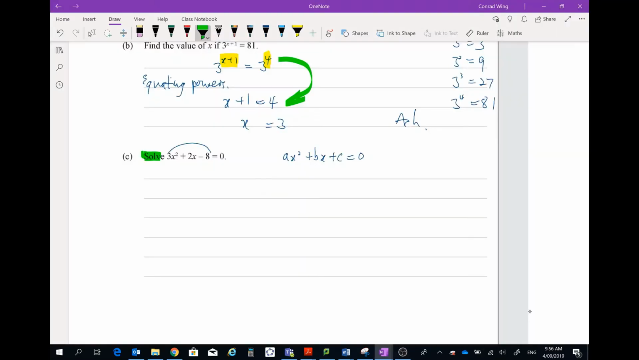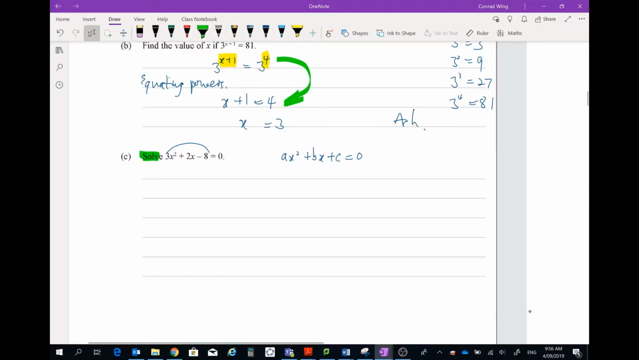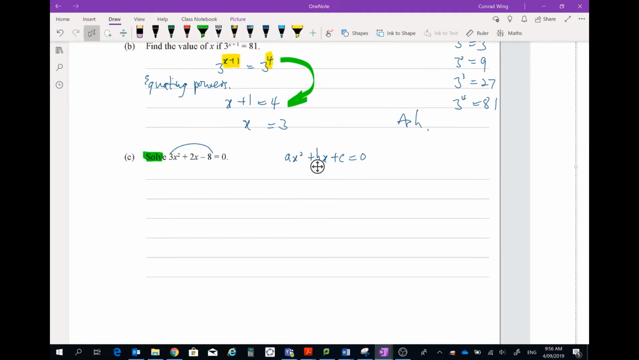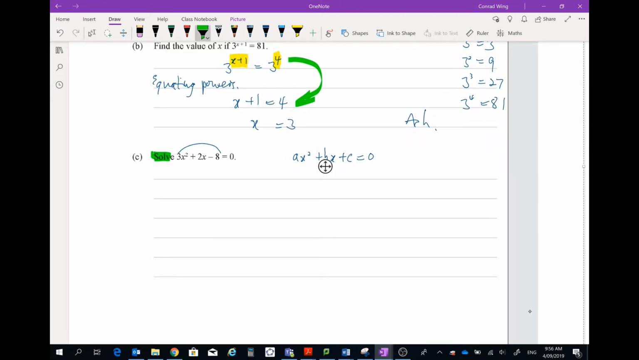Alright. So in this question it says solve. So you have to work out the value of x. And I'm going to compare the expression they've given us with ax squared plus bx plus c, which is just quadratic. What did we do here? We multiplied a by c. So I got ac is equal to 3 times negative 8, which is negative 24.